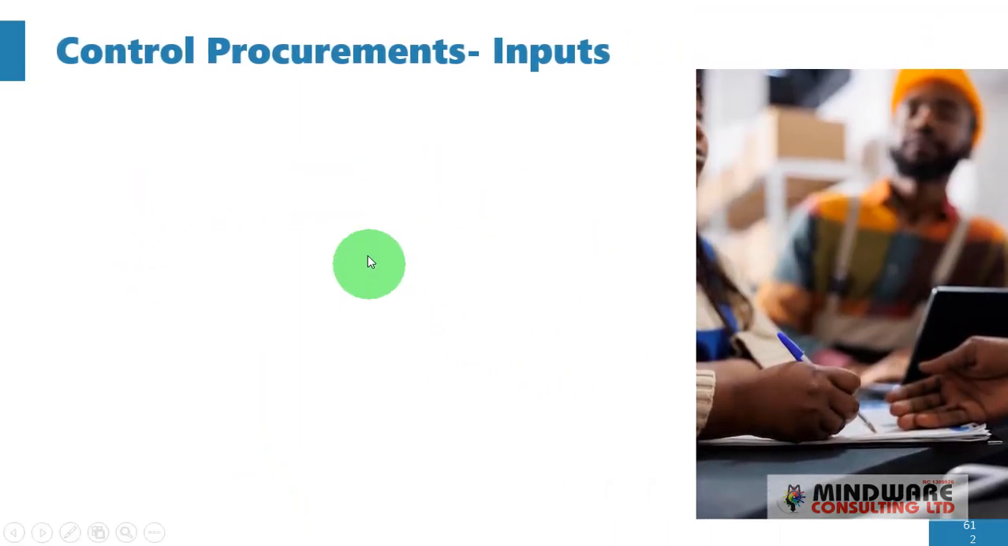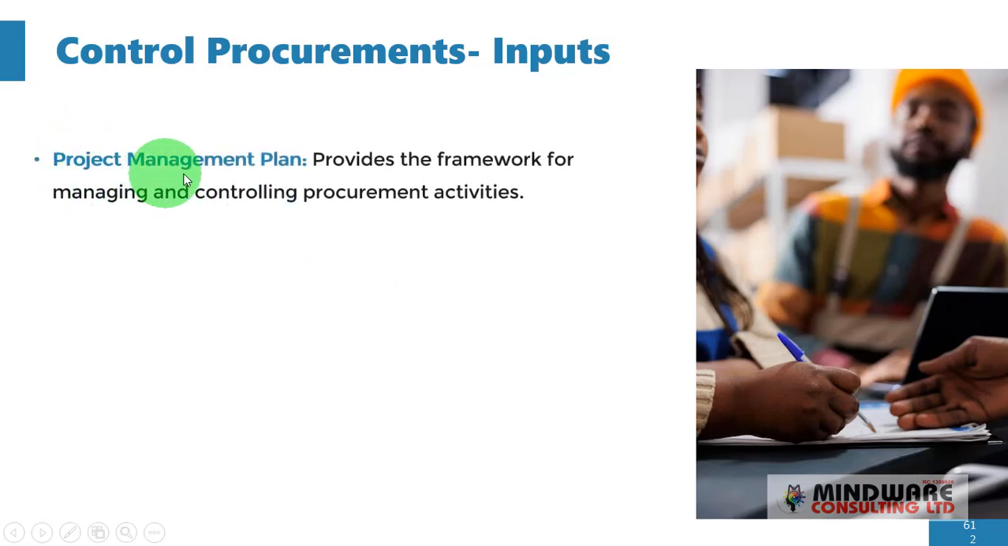let's look at the inputs in the control procurement process. The first one is the project management plan. Now this provides the framework for managing and controlling procurement activities. So we have our grand project management plan, our overall plan for the project. Whatever activities we're going to be engaging in in the procurement management, and especially the control procurement process, have to be in line with the framework of the project management plan.